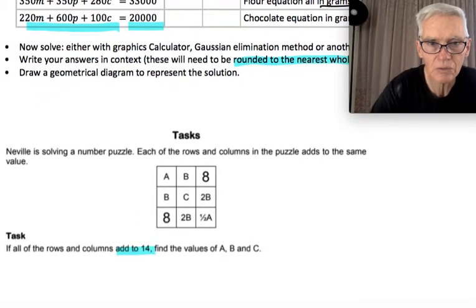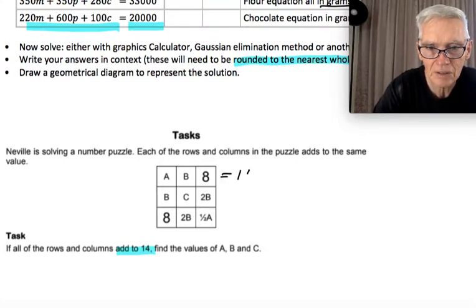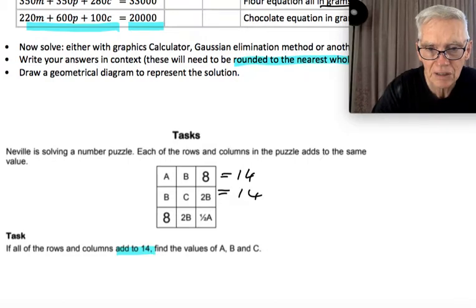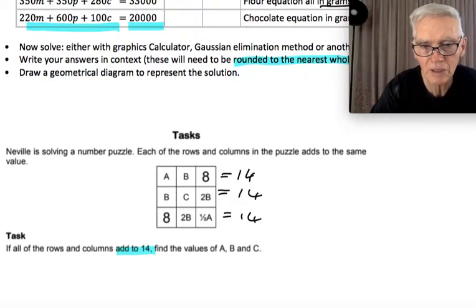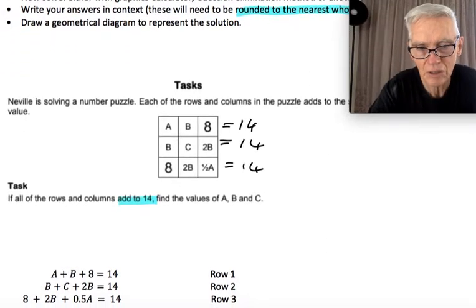Now the next one, we have a puzzle here, and we find all the rows add to 14, so do all the columns. So you only need to go along one row, one way, so all of these equal 14 across there. So we've got row 1, row 2, row 3. If you did the columns, you get the same values. So there are my 3 equations.